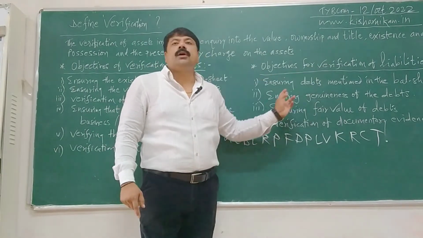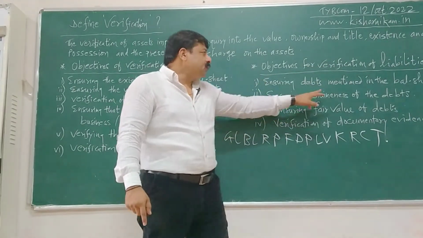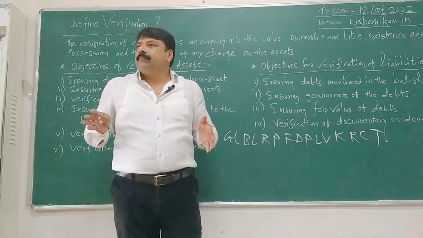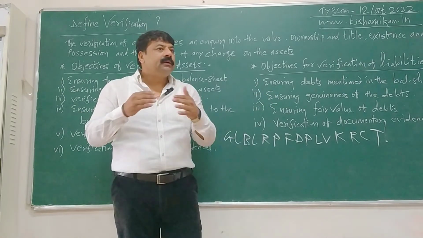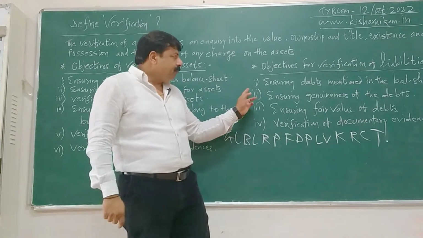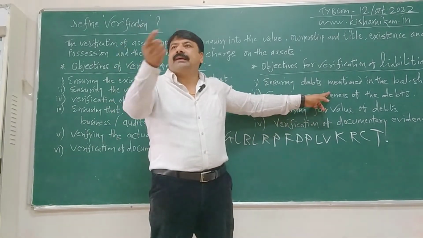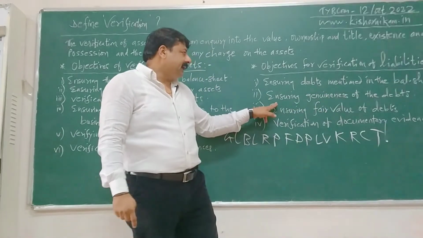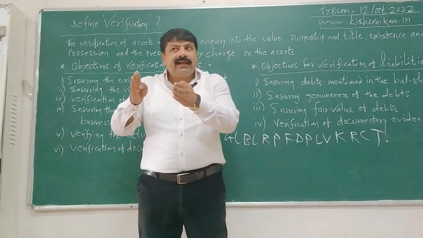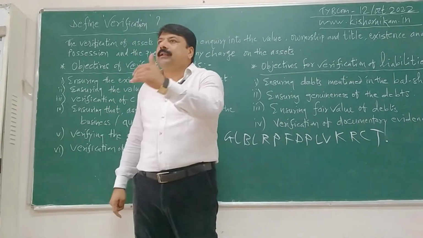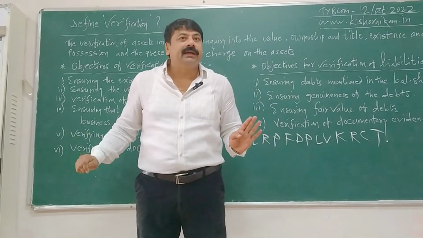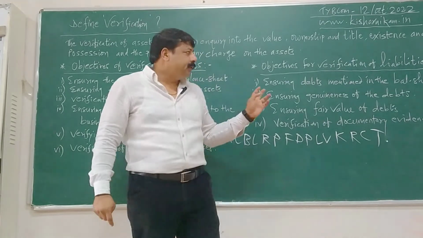Objectives of verification of liabilities. First is ensuring debts mentioned in the balance sheet. Debts means loans by any sources, long-term sources, short-term, equity, the money raised by the company. Clear? So proper documentation should be checked whether it is correctly shown in the balance sheet or not. Second, ensuring genuineness of the debts. Genuineness is what? Actual debts are raised and funds have been utilized for the benefit of the company and not for personal benefits of the directors. That is the genuineness of debts.